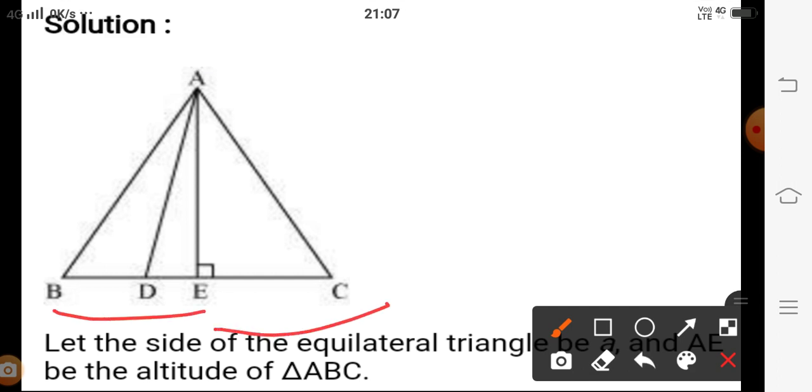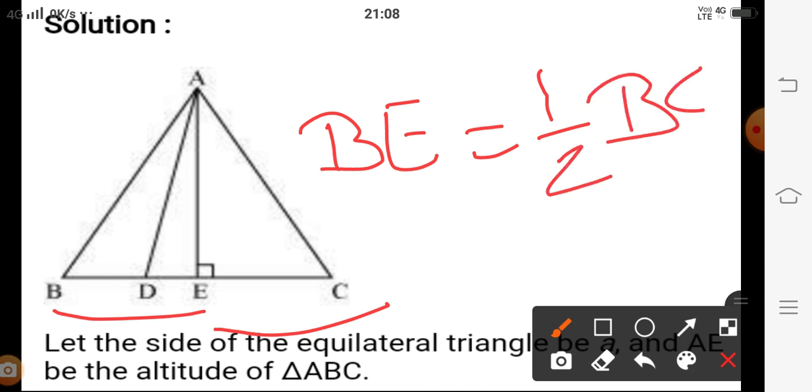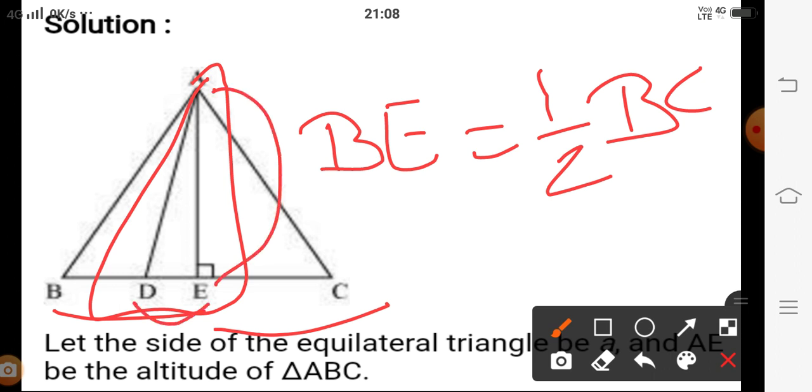or you may tell BE is equal to 1/2 BC, half of BC. Similarly, CE is also half of BC, and BD is equal to 1/3 of BC. This is given to you. What we need is AD. Then we are going to take triangle AED. Then AD square we are getting as DE square plus AE square. AE square we are able to find by any of the relations, but when we have to find ED, how will you get ED in this figure?